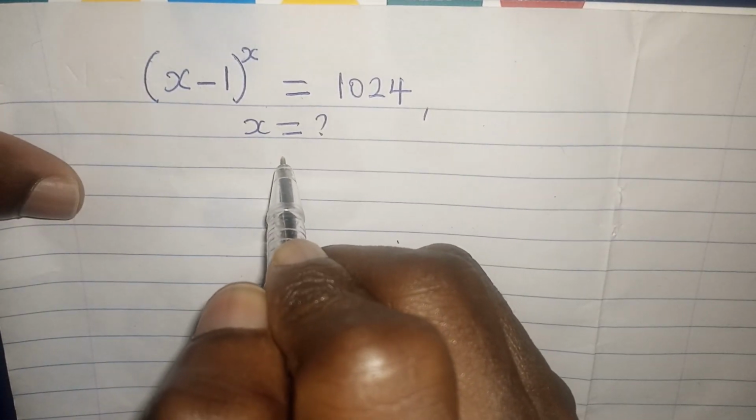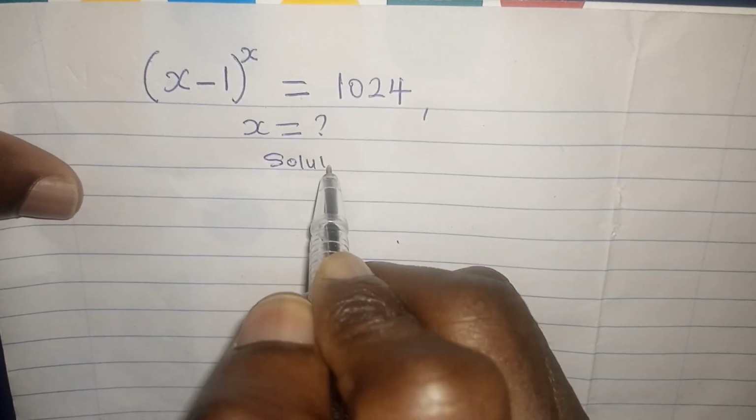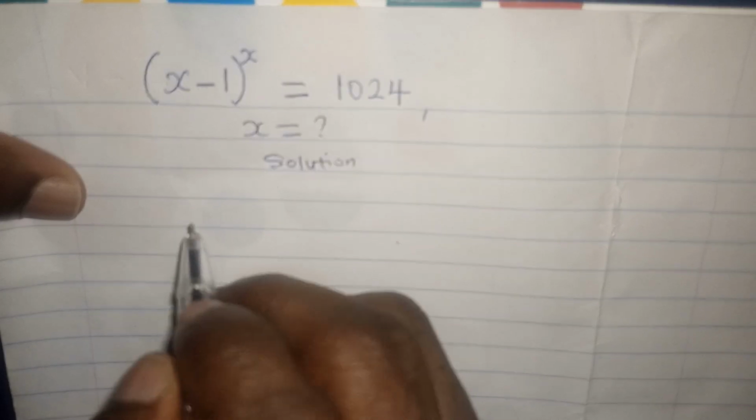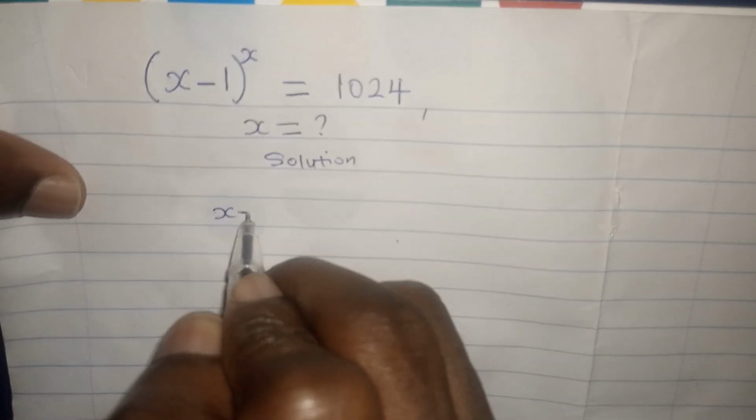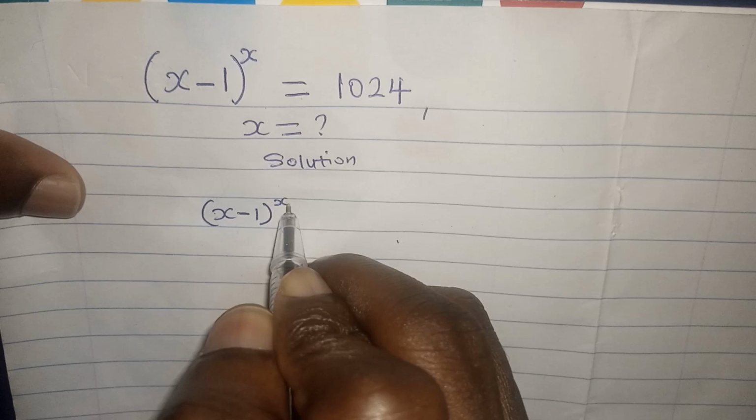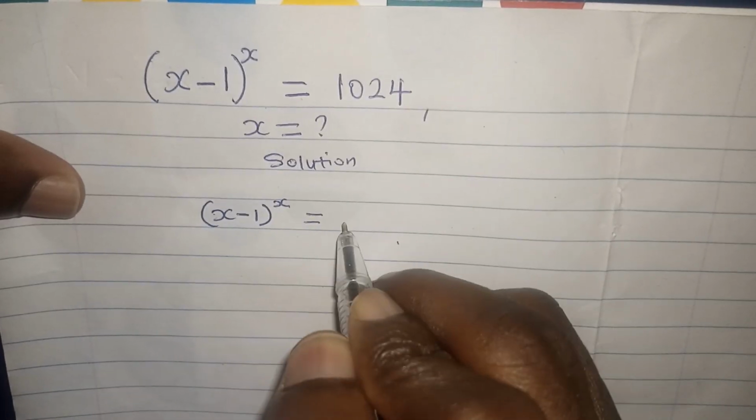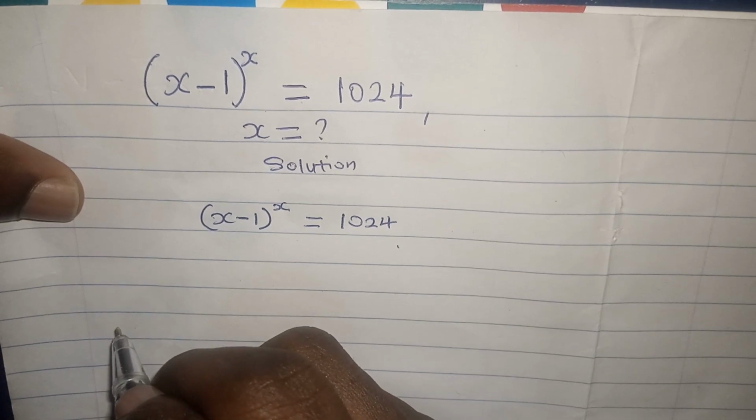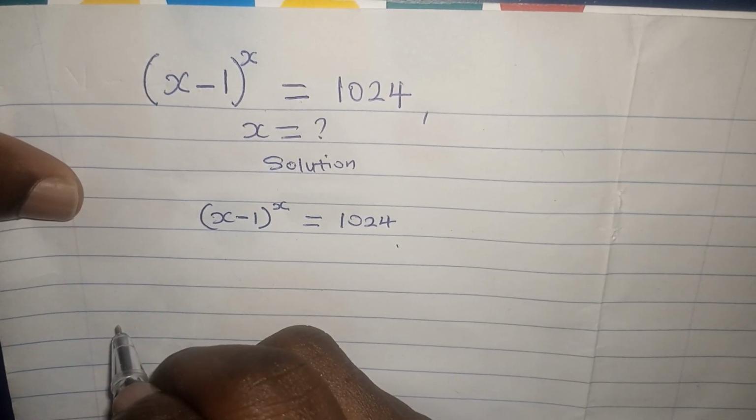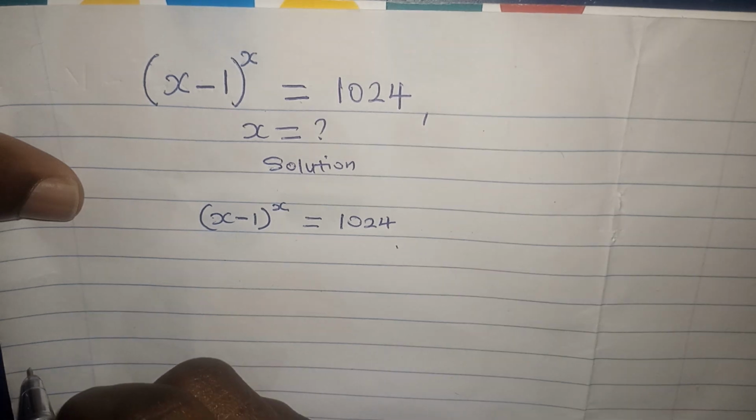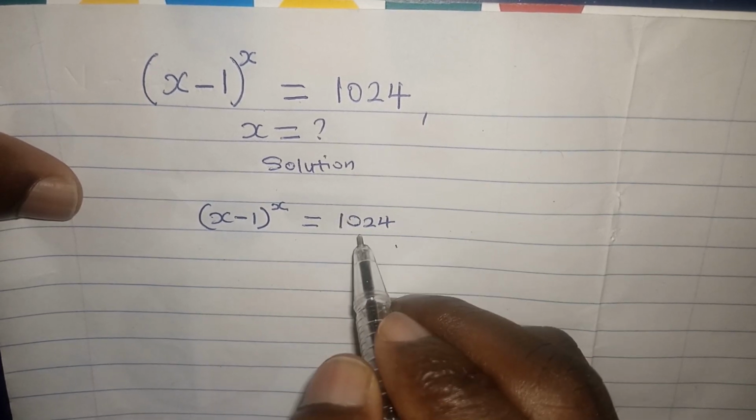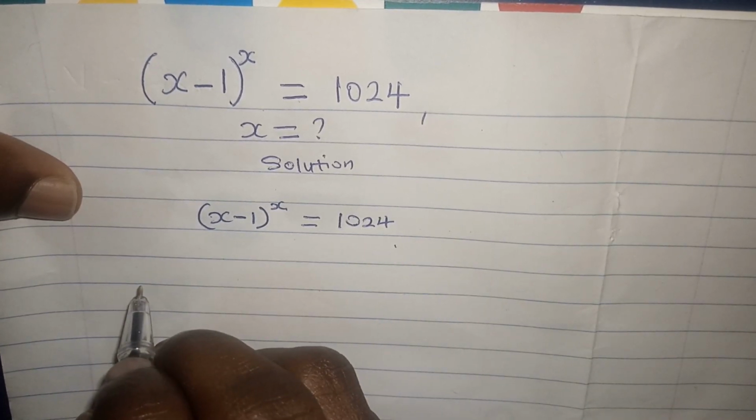So simply write (x minus 1) to the power of x equals 1024. So we have this. The next thing we are going to do is to work on this.